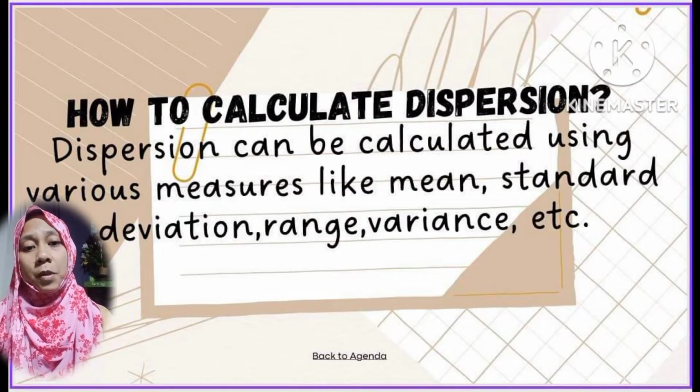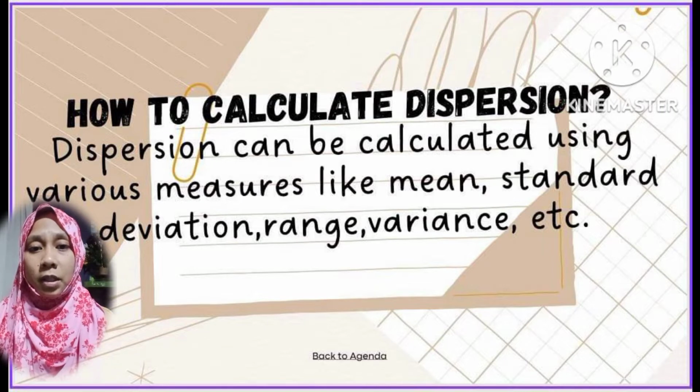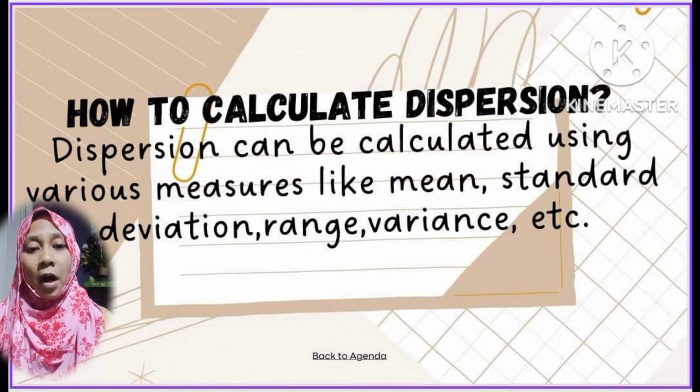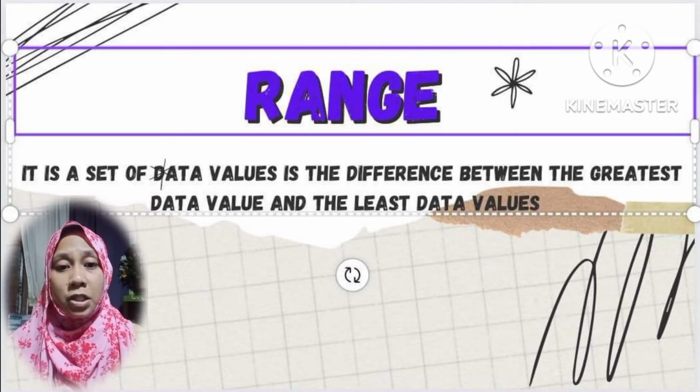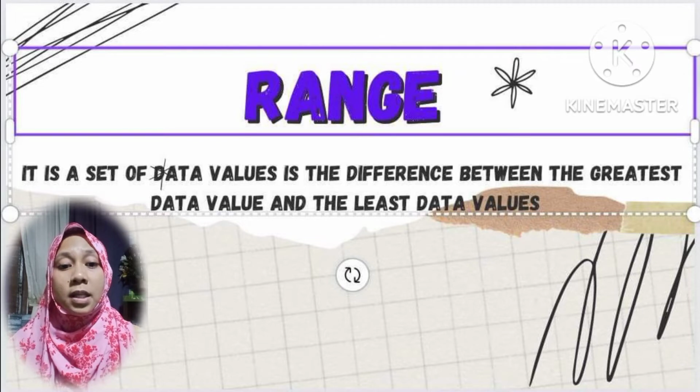How to calculate dispersion? Dispersion can be calculated using various measures like mean, standard deviation, variance, range, etc. To measure the spread or dispersion of data, we must introduce statistical values known as the range, standard deviation, and the variance. First is the range. What is range in dispersion? The range of a set of data values is the difference between the greatest data value and the least data value.